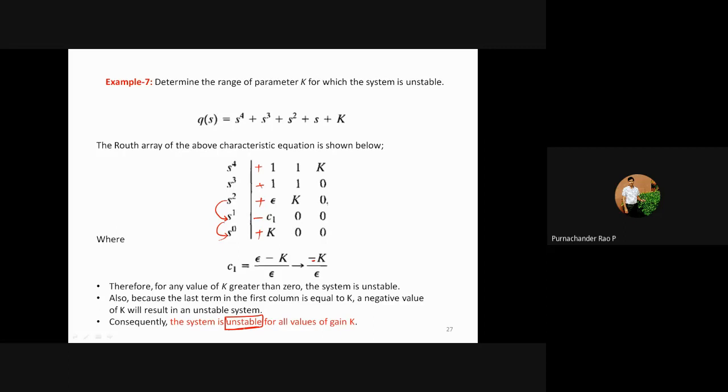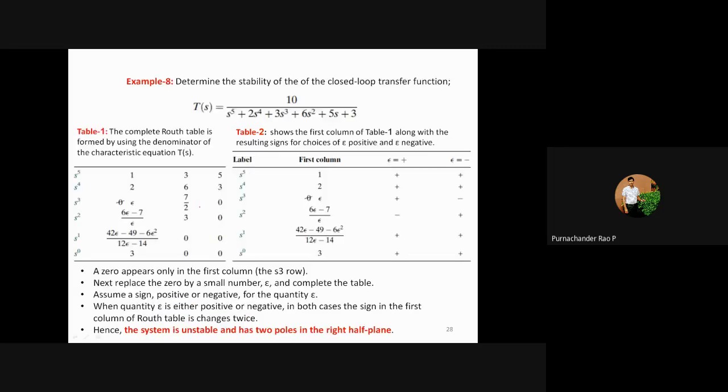Like that, we need to proceed and solve these problems on the Nyquist and Routh-Hurwitz criteria. This is also one more problem. Just try to solve these problems, because I will share this video with you, so that you can understand the concept very easily.